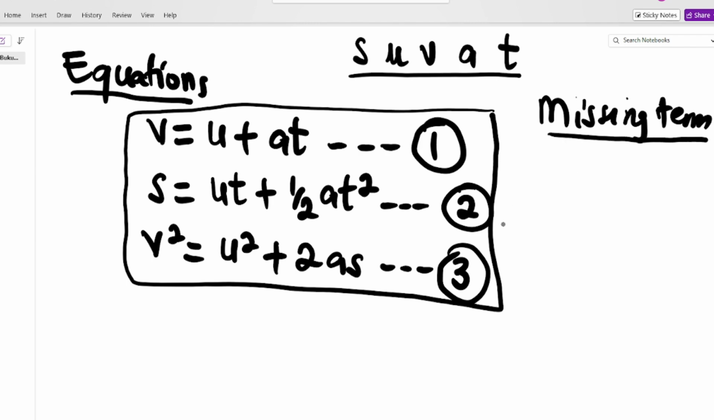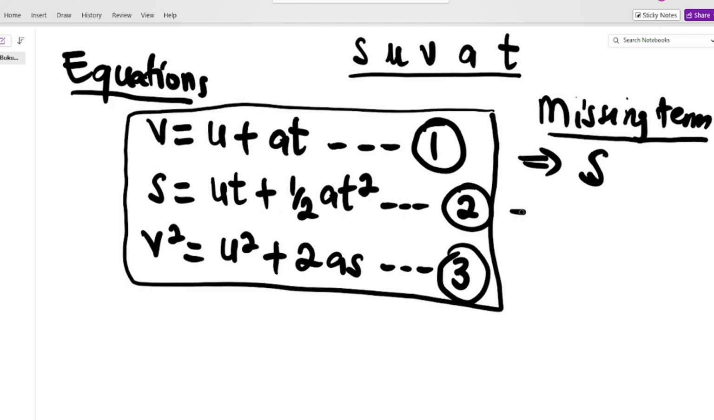So that when we are choosing your equation based on the parameters they give you in a question, you know what equation to use. What do you think is the missing term among the SUVAT? We have the SUVAT, right? But in the first equation, which term is missing? The distance, yeah, the S is missing. It's going to apply to this one.